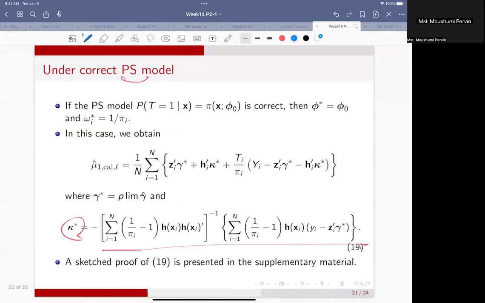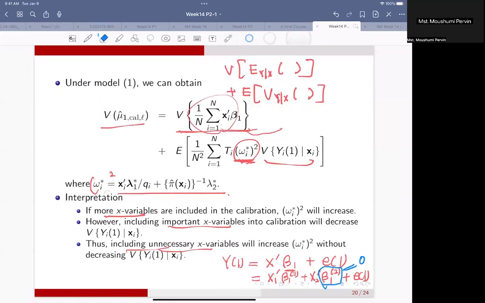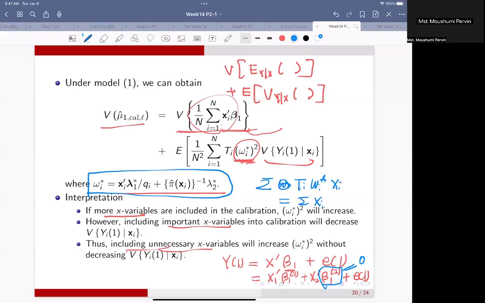And now let's move on to the correct PS model. The problem is, so this is the weight. And we know the weight is supposed to satisfy something like that. But this is under the true correct PS model. This will converge to pi i inverse, and then we want this to be true. That means the coefficient will converge to 0, and this will converge to 1.